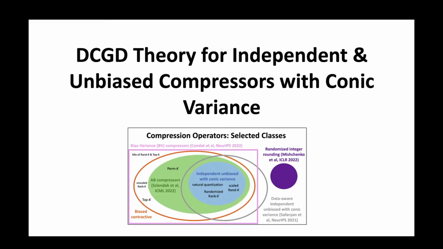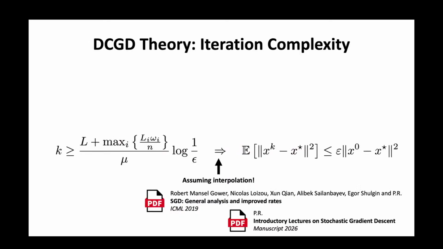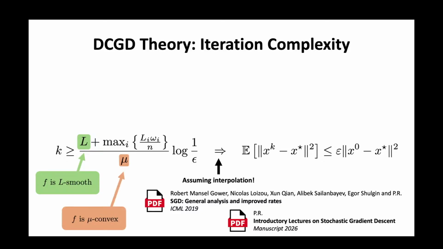So now let's look at the DCGD theory. And I have, what, 2 minutes? And then we have a break? OK. DCGD theory for this class, independent unbiased compressors with conic variance. What happens? So this is what happens. And I do this for functions which are L-smooth, mu strongly convex. And if you say, I don't believe that my function is L-smooth, mu strongly convex, then there are some other theorems which will give you other results, but I'll only show you one. You have similar results without strong convexity and for non-convex problems as well, but they'll be, of course, weaker.